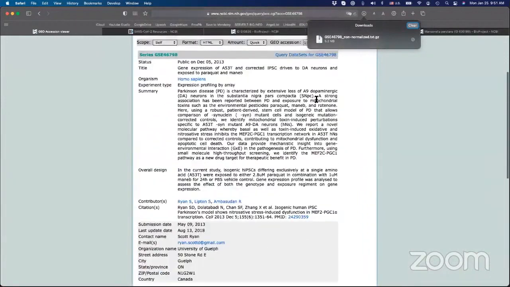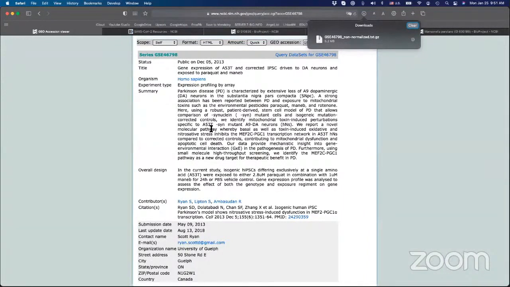A strong association has been reported between PD and exposure to mitochondrial toxins, such as the environmental pesticides paraquat, maneb, and rotenone. Here, using a robust patient-derived stem cell model of PD that allows comparison of synuclein mutant cells and isogenic mutation-corrected controls, we identify mitochondrial toxin-induced perturbations specific to A53T syn mutant A9 DA neurons.